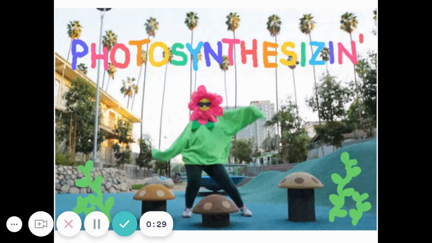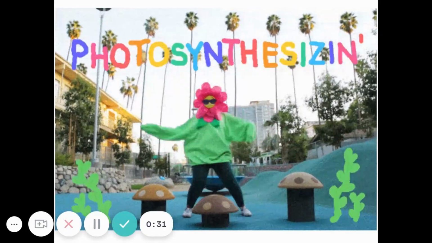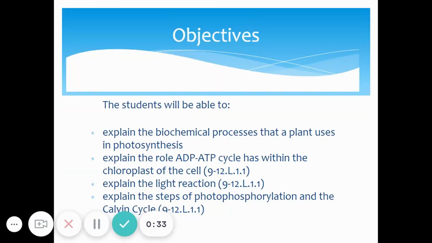Hi guys, today we're going to talk about photosynthesis. So your objectives, or the things that I want you to be able to do after this presentation, are to explain the processes that a plant uses in photosynthesis, to explain the role of ADP and ATP cycling within the chloroplast of the cell, explain the light reaction, and explain the steps of the Calvin cycle.